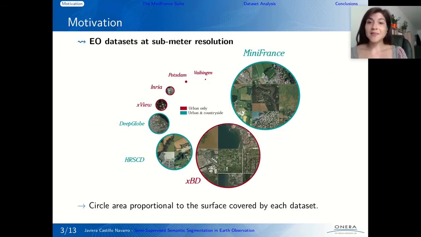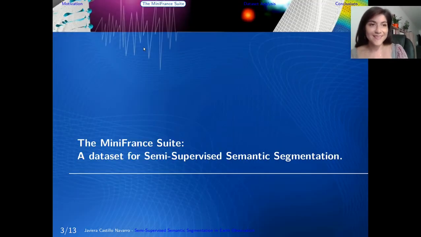This image presents some examples of EO datasets at a sub-meter resolution. And we can see the progress in surface coverage from the classical Potsdam and Vaihingen datasets to the very large-scale MiniFrance dataset. We can also see that there are only 3 of them that include countryside scenes, and MiniFrance is the only one that includes unlabeled images for training. So let's take a closer look at this novel dataset.